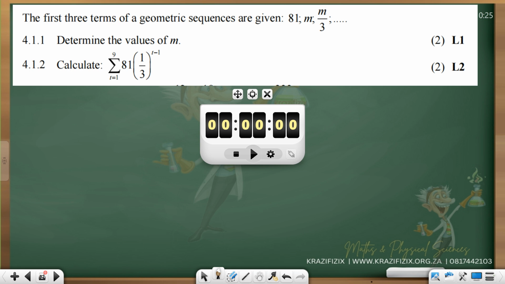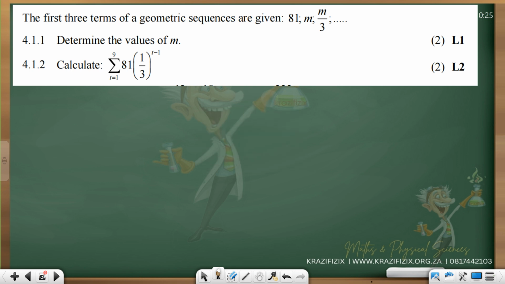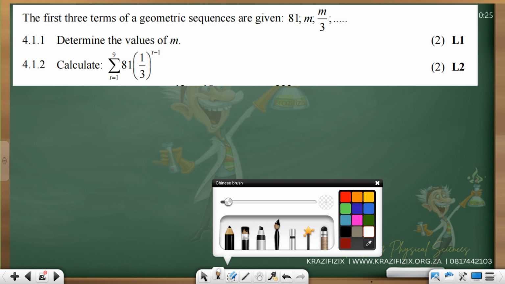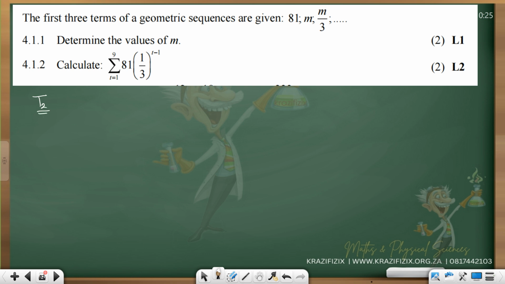All right, let's see what this one would be. The first three terms of a geometric sequence are given. Determine the value of m. Interesting. Since it's geometric, T2 over T1 is the same as T3 over T2. Let's see if that would work. What's our T2? m, 81. What's our T3? m over 3. Let's cross multiply. m squared, m over 3. All right, m squared equals 27m.